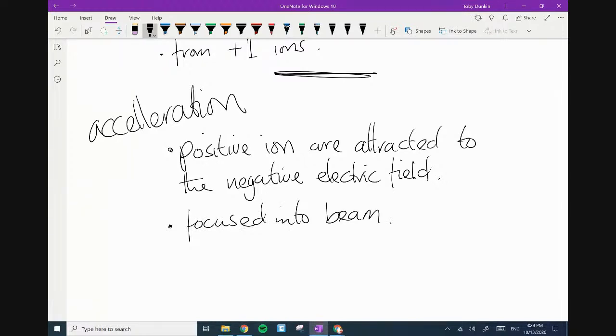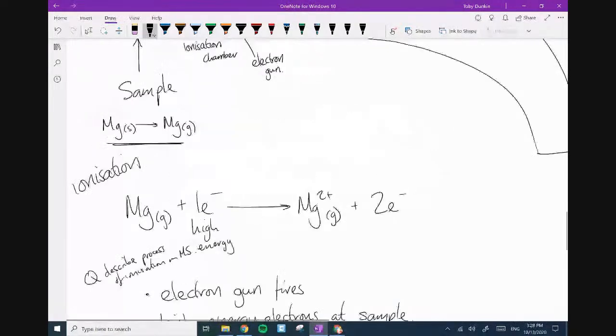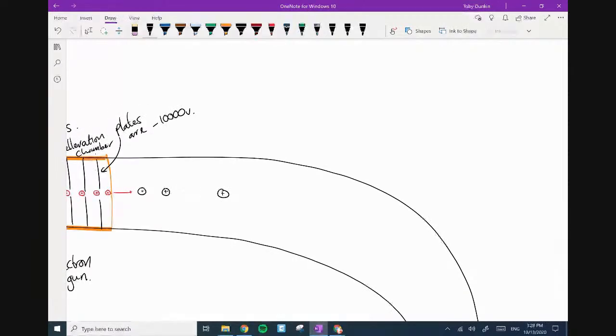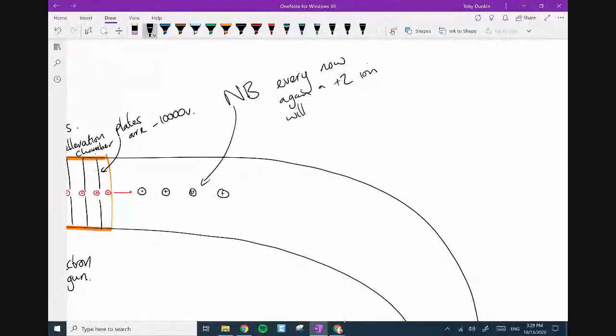Okay. So now we've got a stream of particles all heading in this direction. But we know that each particle has a different mass. They're all +1. Nota bene, every now and again a +2 ion will be formed. It just gets hit twice by the gun. And that means it's going to change its deflection. That doesn't matter for now.